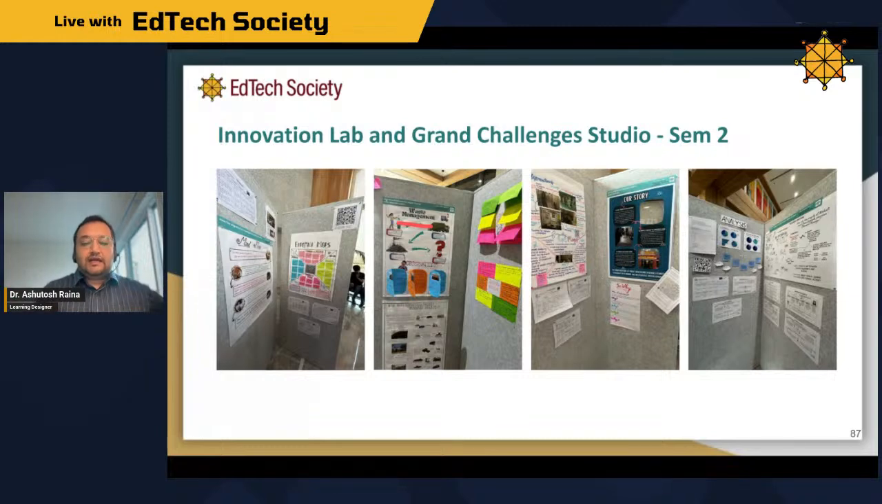So they take complete ownership of how they want to present, and we see that there are so many different ways of presenting the same type of information. This really talks about the task being open-ended enough for them to have their own agency in building solutions.